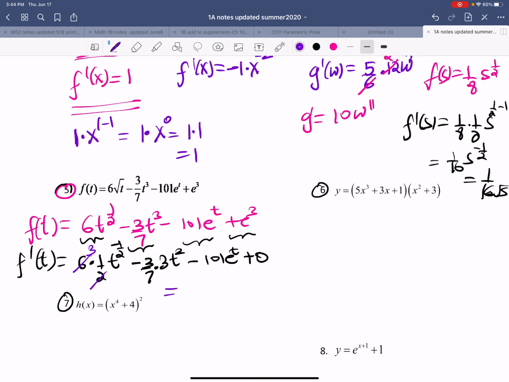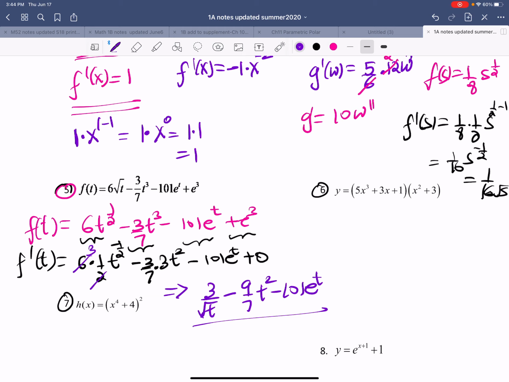So this turns out to be 3 over square root of t. You can leave it with an exponent, or minus 21 over, 9 over 7, not 21. Minus 9 over 7 t squared minus 101 e to the power t. And that would be my derivative in this case for number 5.